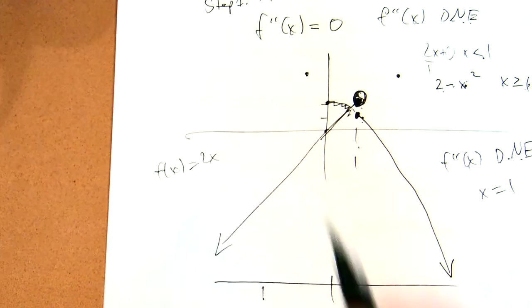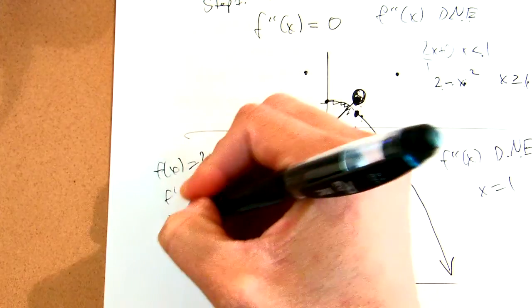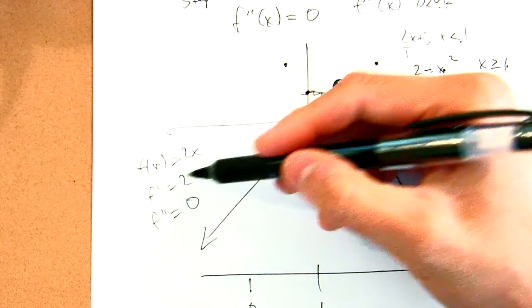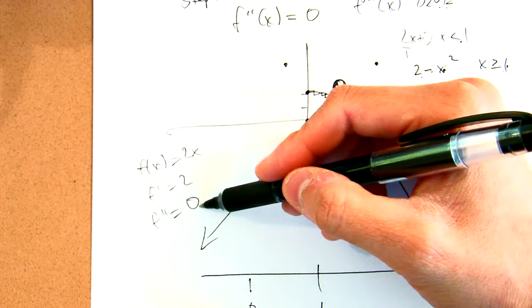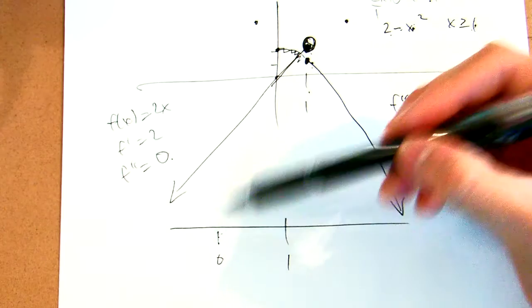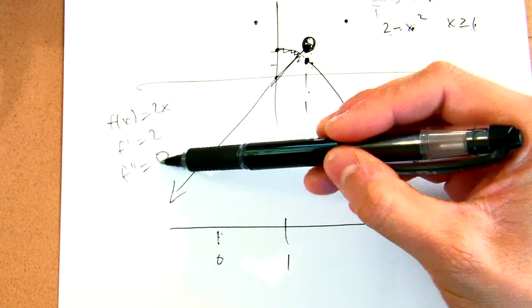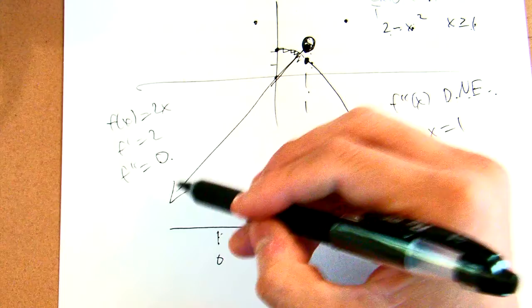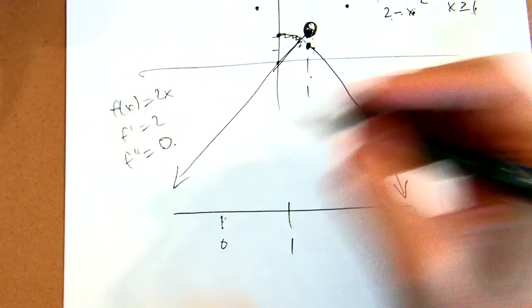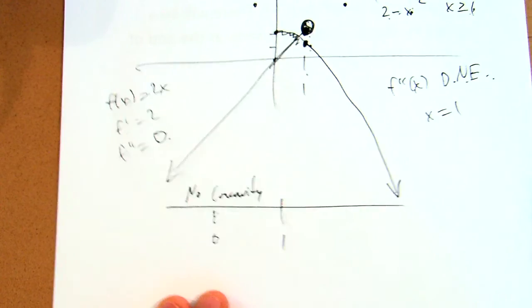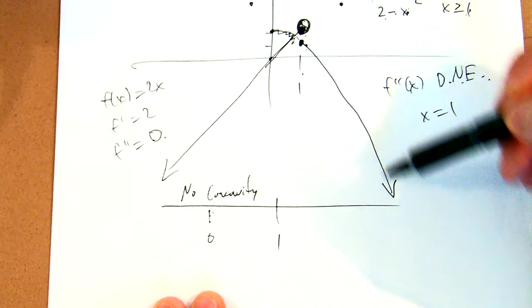If I take the derivative of this, what do I get? What's the second derivative? 0. What's the derivative of 2? 0. So this means that if it's 0, there is no concavity here. There is no concavity for this side of it. So we're going to write over here, there is no concavity here.